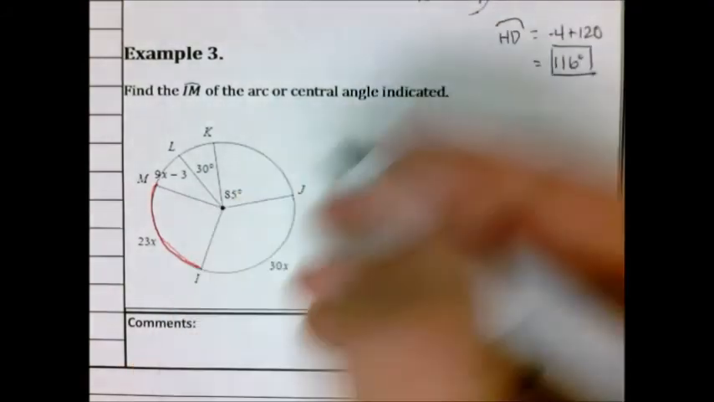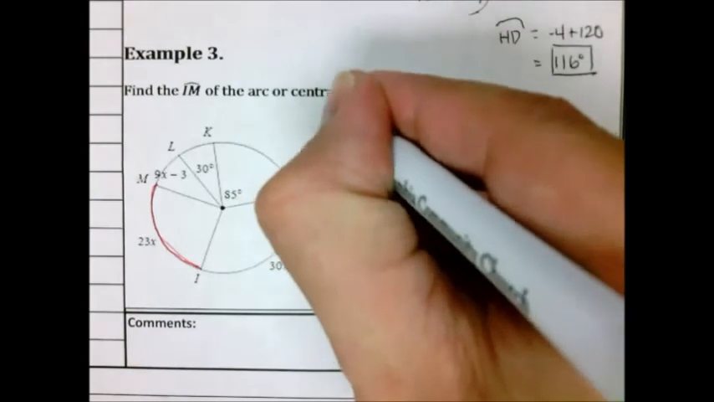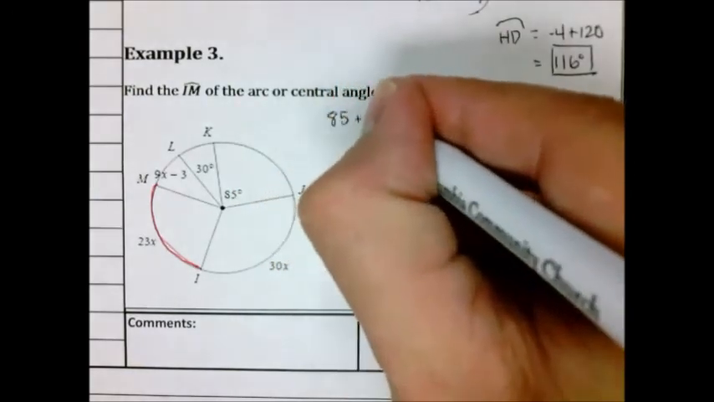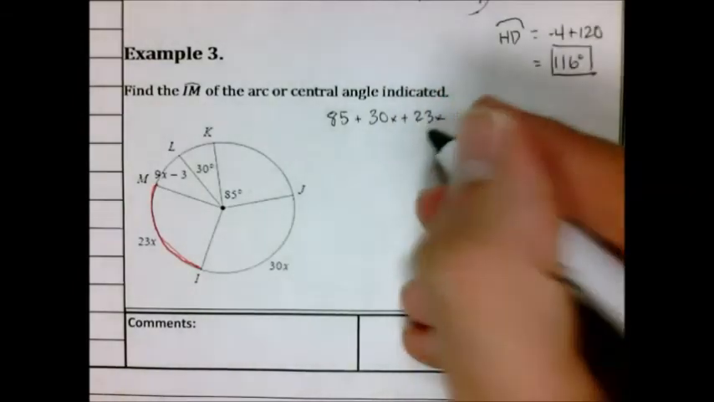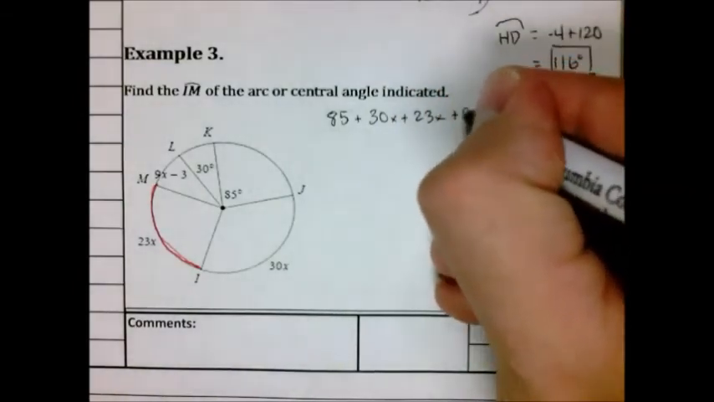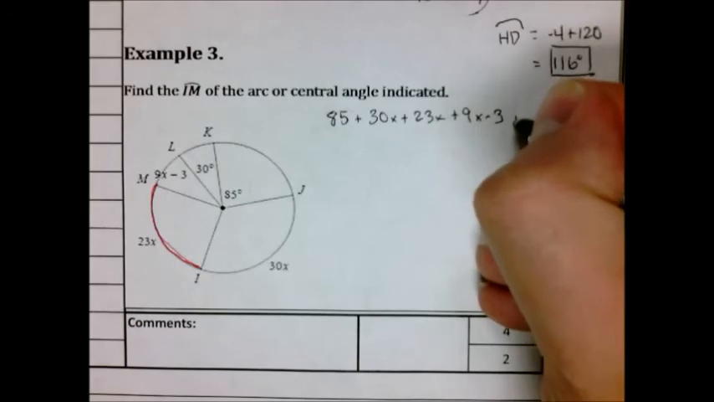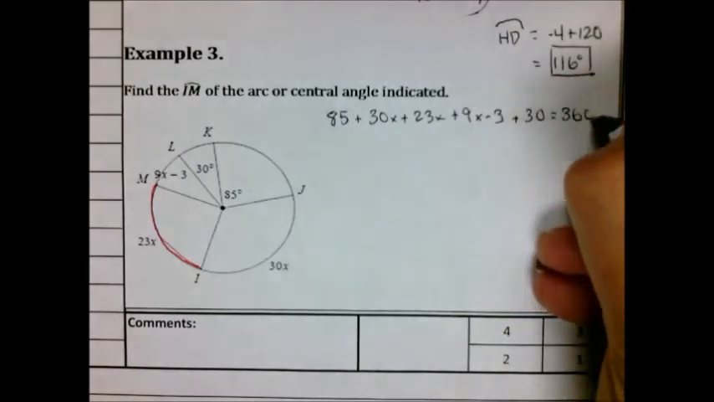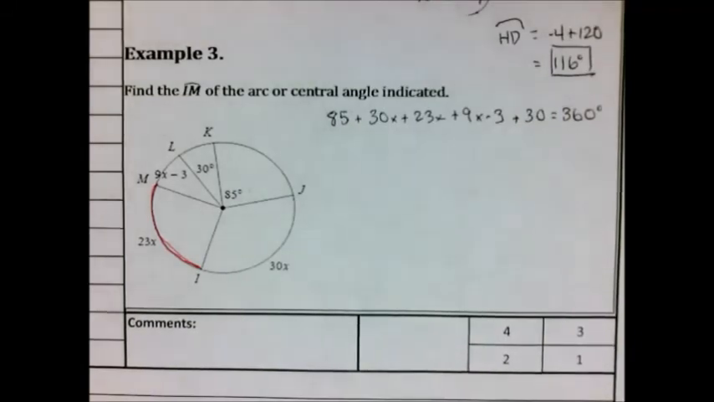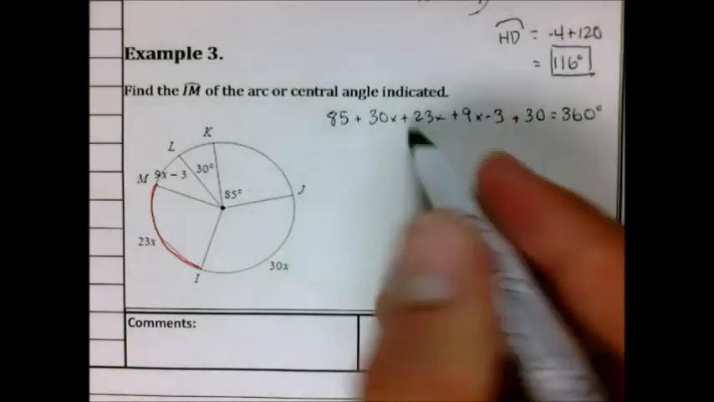So we're going to start right here. We've got 85 degrees plus 30x degrees plus 23x, that's the one we're trying to find, plus 9x minus 3 plus 30. And all that's supposed to equal 360 degrees. Now this looks like a mess, but why don't we go ahead and go back? Let's reorder it so that all of our variable terms are on the left side and all of our constants are on the right side. We're just going to reorder that then.